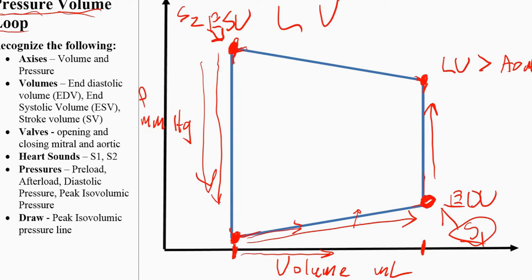And then after that, the next thing that happens is ejection. From here to here, you can see that the volume in the left ventricle is going down. We're going this way now. The volume's going down, but the pressure is going up. The pressure started here. And let me ask you about that too. What is the pressure right here called?